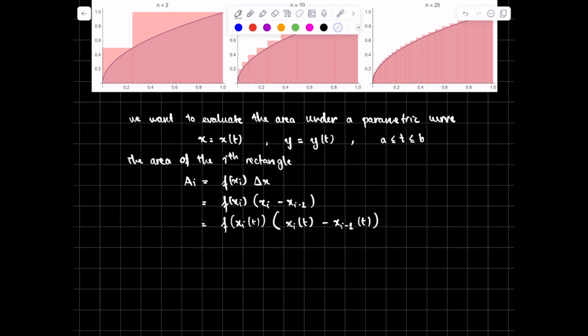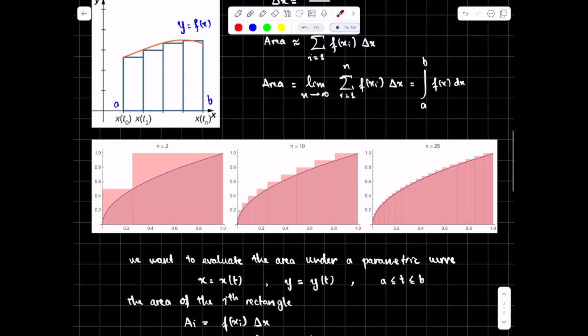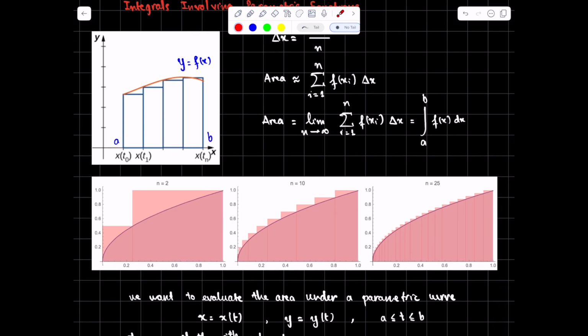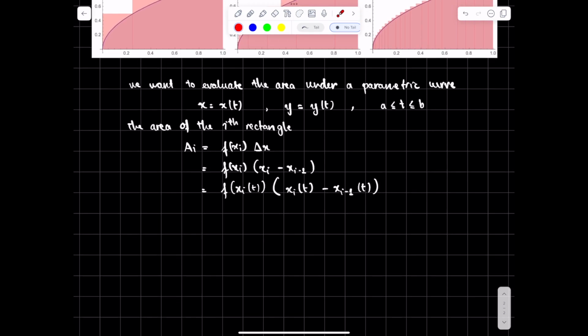Okay. So one more thing here. So you have f of x sub i of t. Instead of f of x sub i of t, you have over here the assumption that y is equal to f of x. That is, you can turn the parametric equations into some formula that we know in terms of y equal to f of x. So now instead of f of x sub i of t, you rewrite this as y of x sub i of t, and then times x sub i of t minus x sub i minus 1 of t.